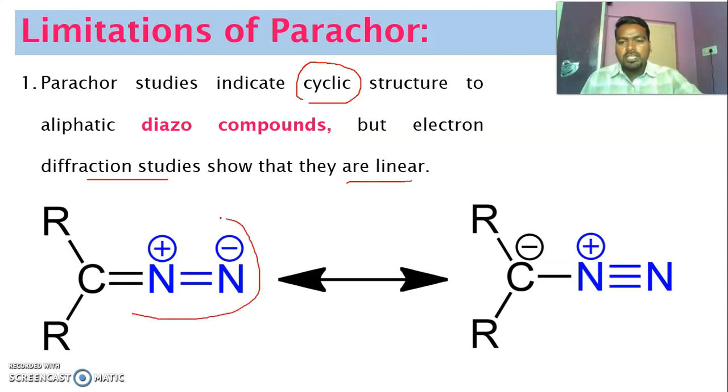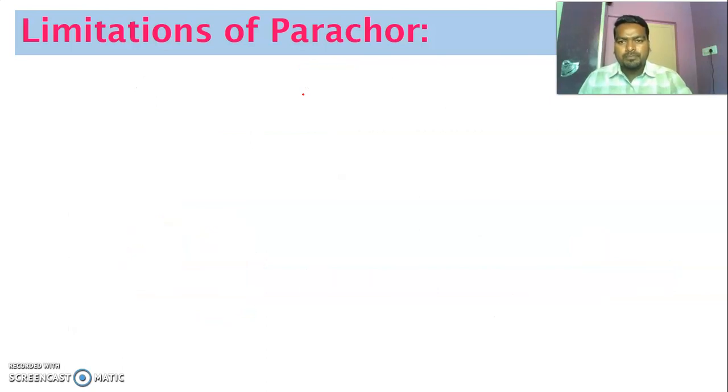That is, 2 nitrogen atoms are present. This is a diazonium salt, the diazonium compound. Usually these diazonium compounds are linear in structure, but the Parachor says it is cyclic. So this is one of the demerits of the Parachor value.